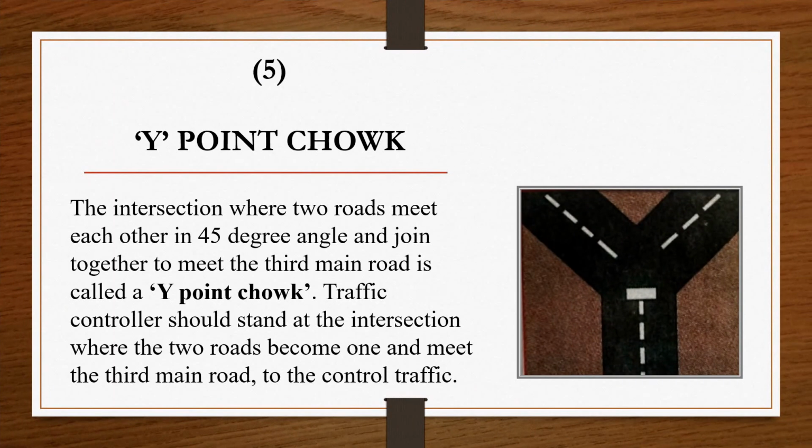Number 5. Y point chalk. The intersection where 2 roads meet each other at a 45-degree angle and join together to meet the third main road is called a Y point chalk. The traffic controller should stand at the intersection where the 2 roads become one and meet the third main road to control the traffic.